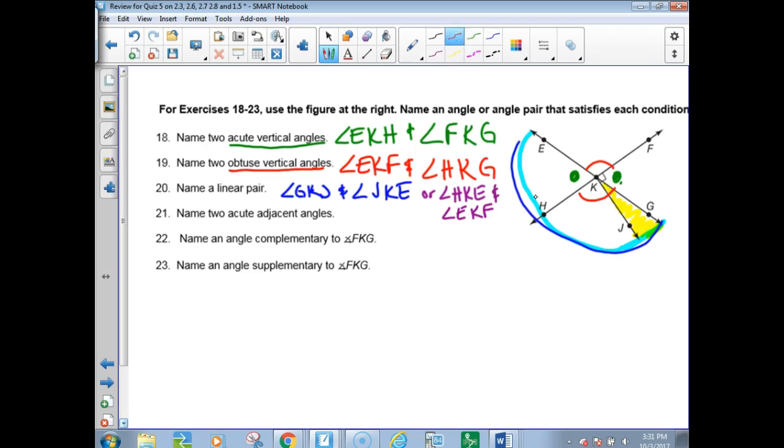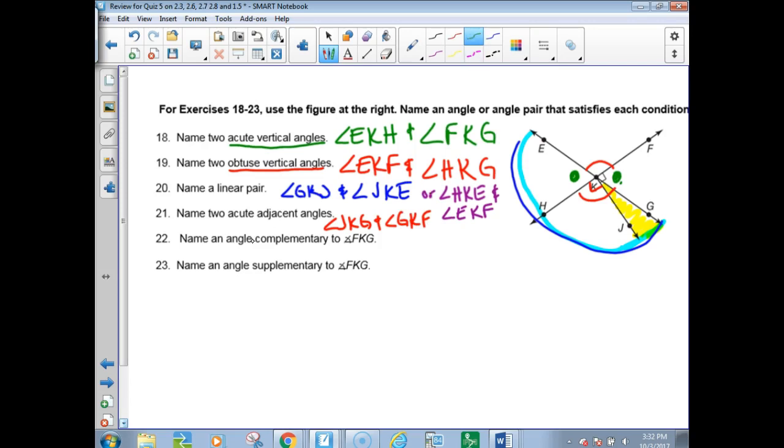Two acute adjacent angles, I need two little ones, so I'm going to have to pick these two or these two. Wait, no, this one's a right angle, so I can't use HKJ because it would be a right angle actually. So I have to use JKG and angle GKF. And remember, the reversing of the letters is fine, but you have to have K in the middle.